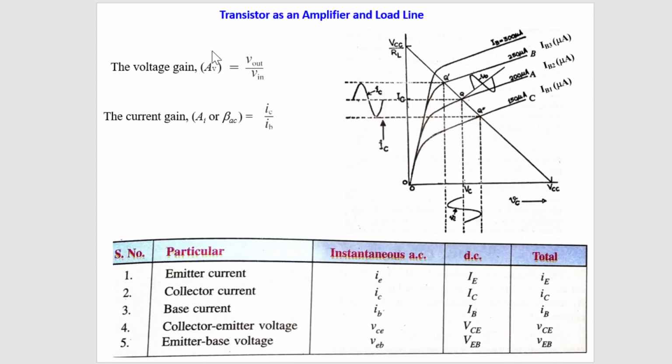But the definition will change. Here, voltage gain is denoted as capital A into V when we are using the transistor as an amplifier, AV, and the definition is basically output voltage upon input voltage. So here the output AC signal voltage divided by the input AC voltage. So that is V out upon V in.